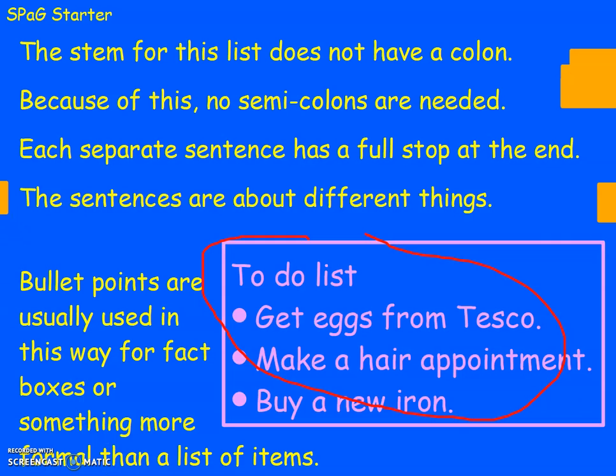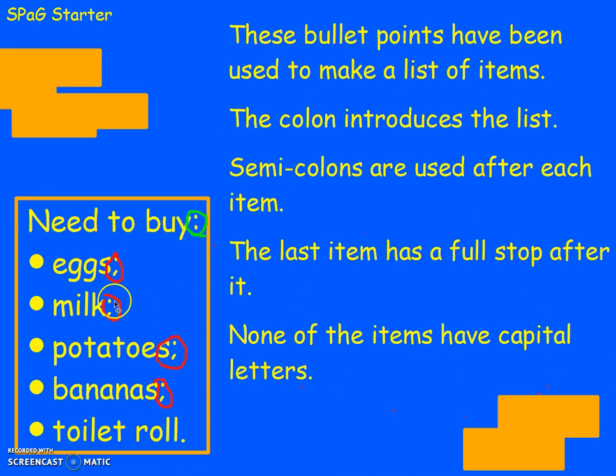Bullet points are usually used this way for fact boxes, which is something that we're going to be looking at today for our magazines, because we're writing to inform. Fact boxes are a good way to inform the reader of certain facts. Or something more formal than a list of items. So obviously that's quite informal.